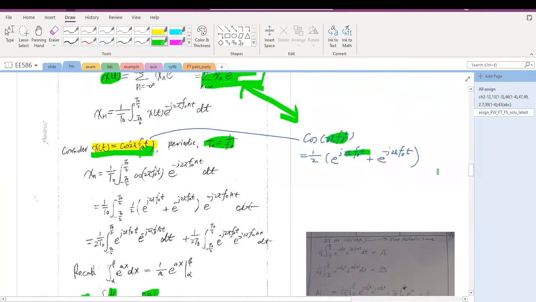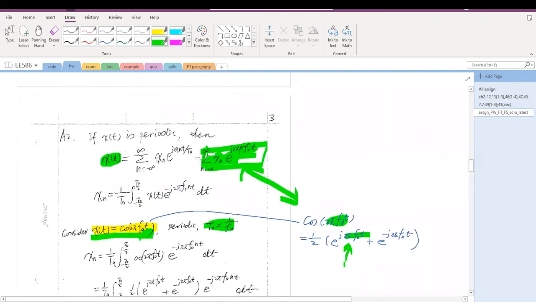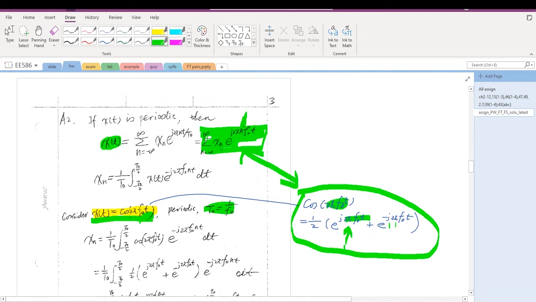You can see here, this term corresponds to n equals 1, and this one to n equals minus 1. What if I do not know how to compare these summations here? We can do a direct integral from the definition.